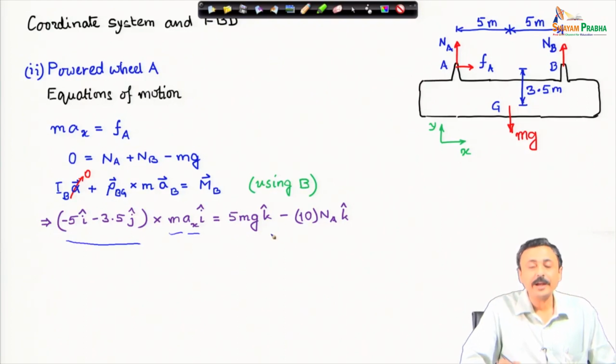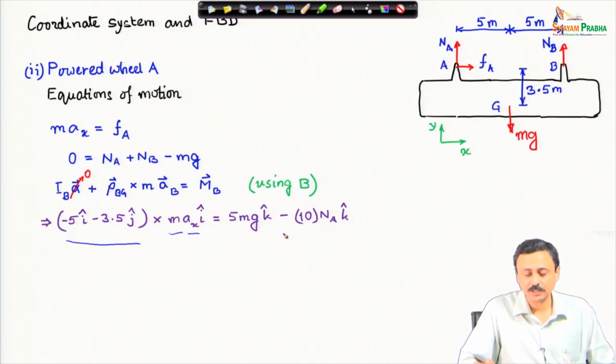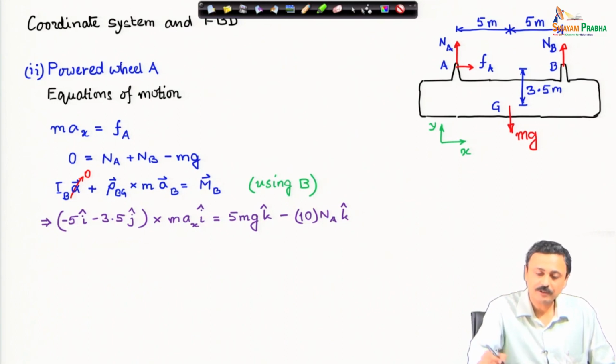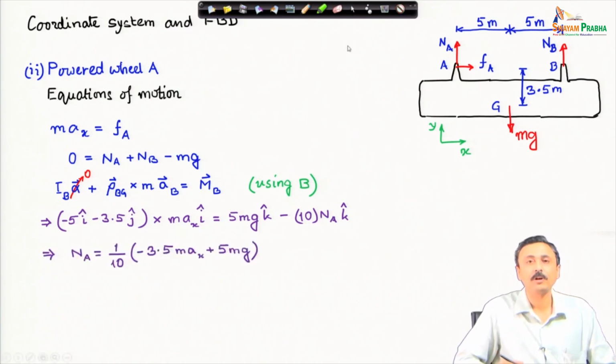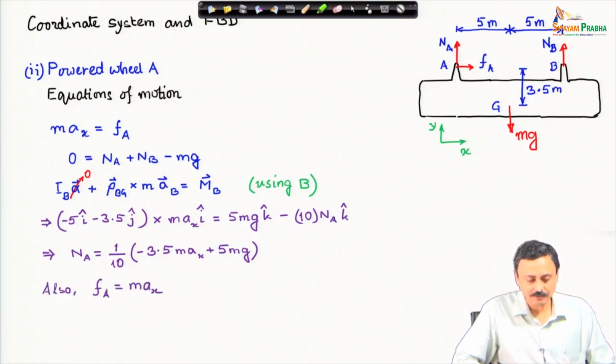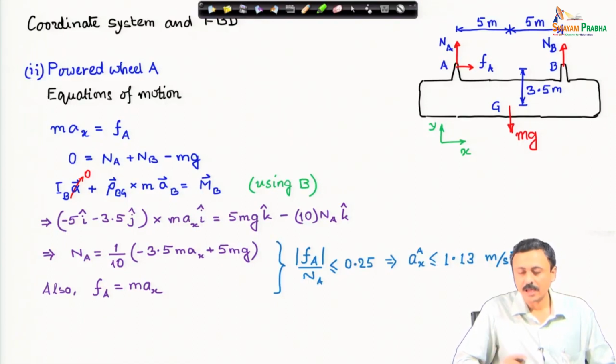That must be equal to the net moment of all forces about point B. Now, F_a will not contribute, only N_a will contribute, the normal reaction at A. Therefore, from this equation I can solve for N_a. From the first equation of translational dynamics, I have F_a, and I have N_a also. Therefore, I can take the ratio and I find that if wheel A is powered, the maximum acceleration is restricted to 1.13 meters per second square for no slip.